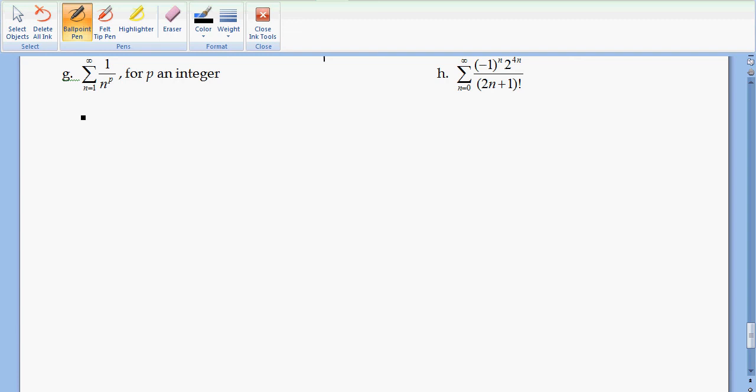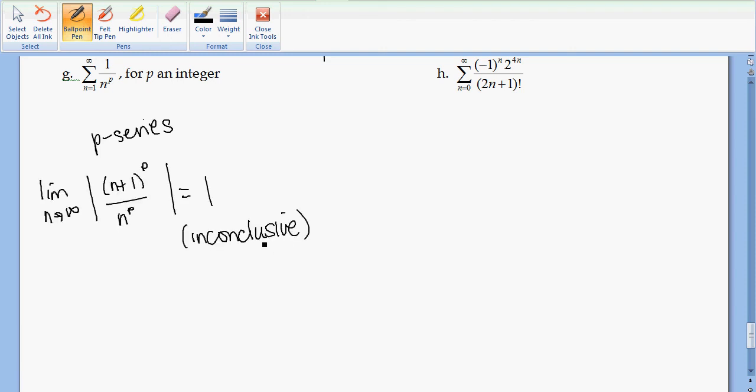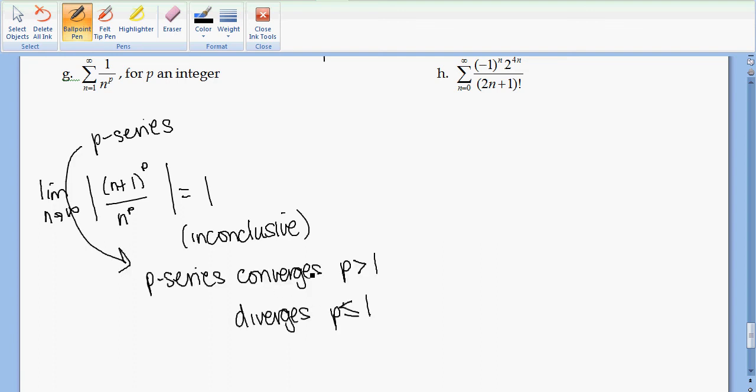And the next example, again, we have a p-series, and so there's no reason to apply the ratio test. In fact, if you try to apply the ratio test, you'll get an inconclusive result. So you just have to remember the p-series test tells us that the series will converge if p is greater than 1 and diverge if p is less than or equal to 1. Let's look at this last example.